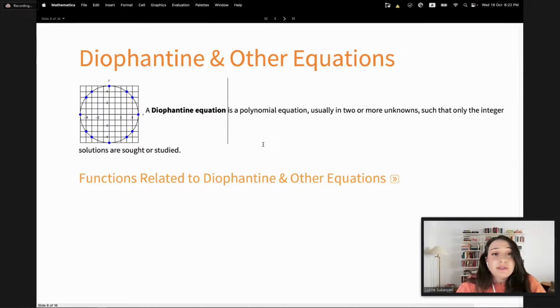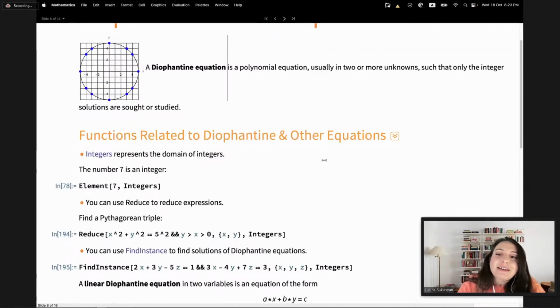The next category is Diophantine and other equations, which is a huge subject in number theory. What is a Diophantine equation? It is a polynomial equation, usually in two or more unknowns, such that only the integer solutions are sought or studied. It's very difficult to solve a given Diophantine equation. In general it's not possible. So we just say we solve a certain, a given Diophantine equation.